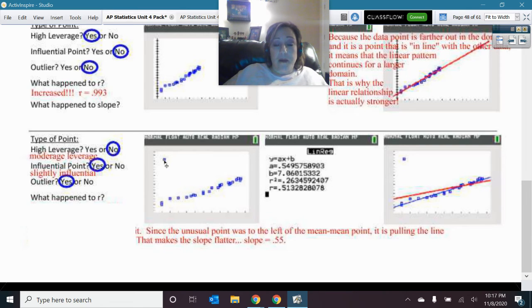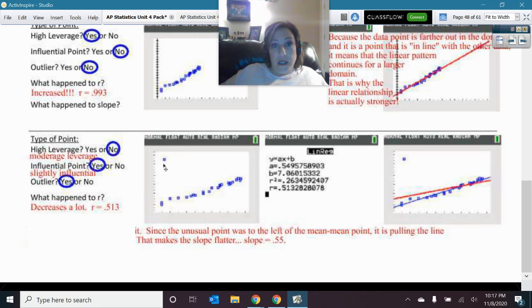That point, of course, being out of whack, weakens that correlation. Look, 0.513. So it definitely decreases that correlation. So removing this point, getting rid of that funky point, would make that correlation go back strong.